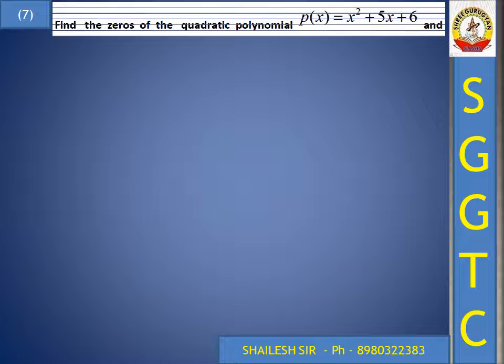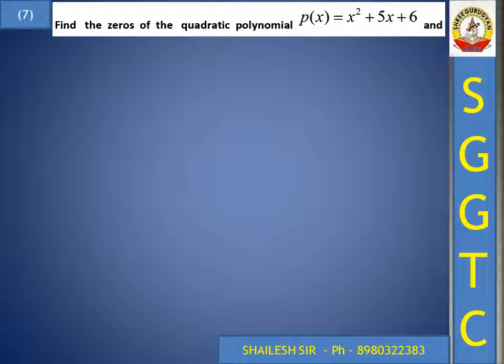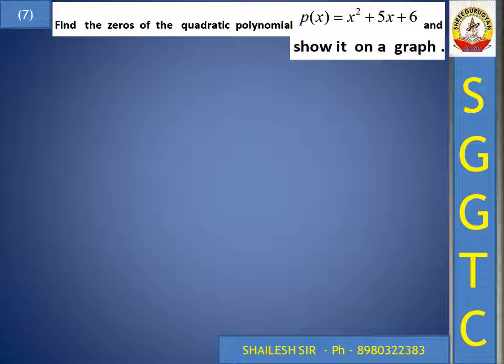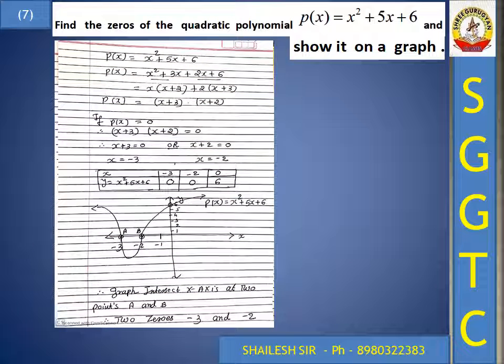Next, move on to question 7. This is also not a textbook question, only an extra question. Given the quadratic polynomial x square plus 5x plus 6, show it on a graph. First I calculate the factorization and define the zeros. So x square plus 5x plus 6, splitting the middle term into 3 and 2, you get x plus 3 and x plus 2. So p(x) has two factors, x plus 3 and x plus 2. After that I take p(x) equal to 0 because I am defining the zeros. Whenever you define zeros, you take p(x) equal to 0; that is the definition.